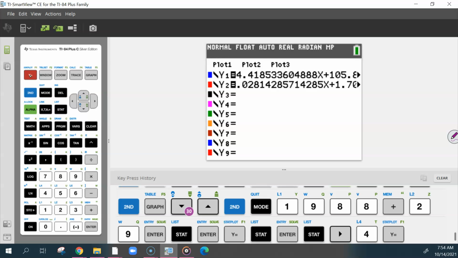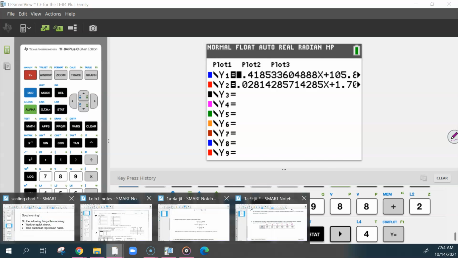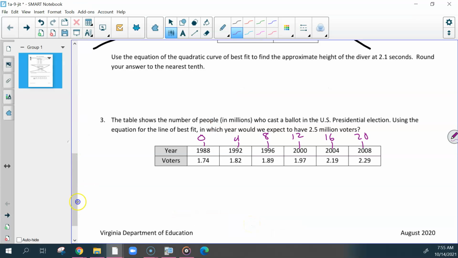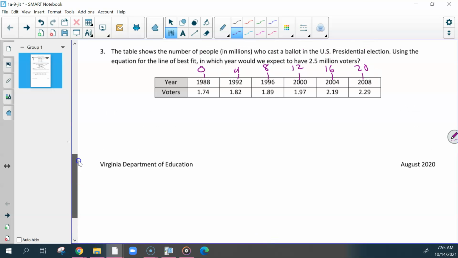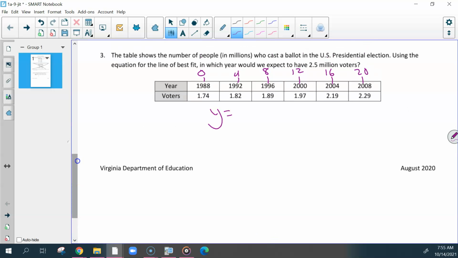Again, this one had a bunch of decimals. The equation for that one that I got was y equals 0.03 x plus 1.7. You can leave it like that. I just put 0.1 just to have a little bit more decimals.